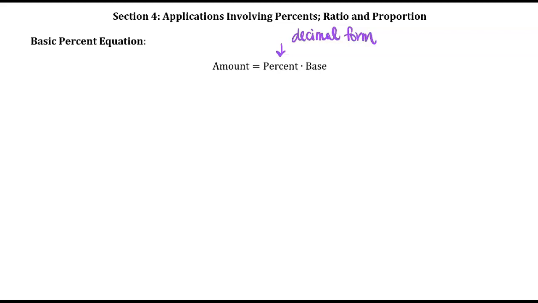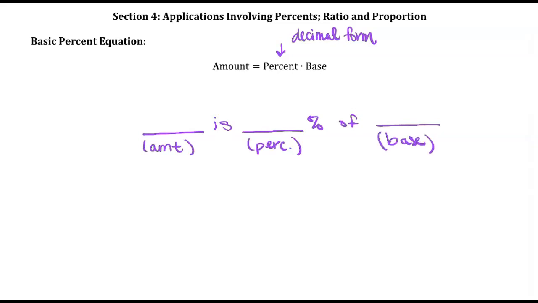A helpful tip is to take the words and values given to you in a problem and to organize them in this way. We'll have some amount equal to, or is, a percent of some base. That is, if you start with this format, you can fill in the amount, the percent, and the base. This will make sure that you know how to put them back into the equation, that you're putting the right value in for the base, the right value for the percent, and the right for the amount.